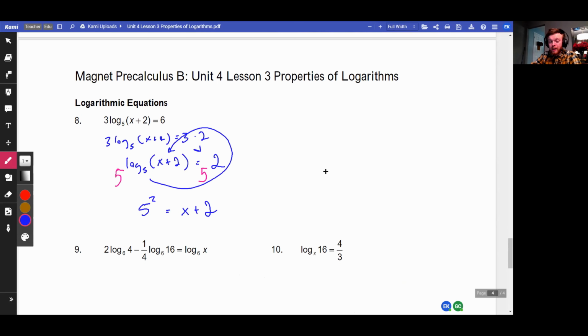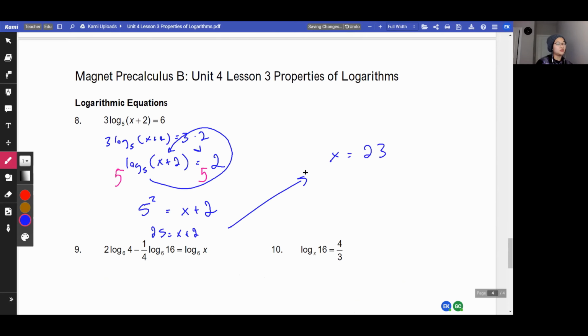Here we're exponentiating both sides to get rid of the log. We're 5ing it up. And then I think the final answer here is going to be 25 is equal to x plus 2. X is equal to 23. Seems legit. Does that work? I think so. 23 plus 2 is 25. Log base 5 of 25 is 2. 2 times 3 is 6.